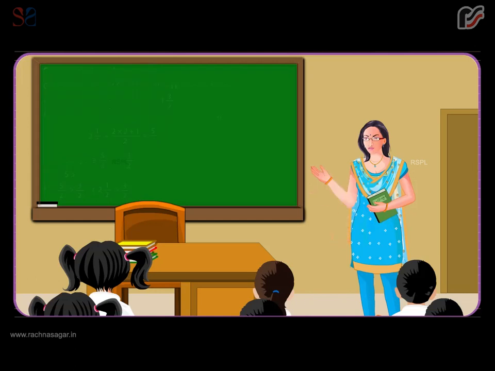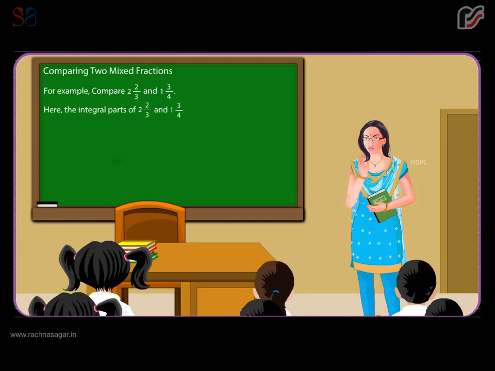Comparing two mixed fractions. For example, compare 2 2 by 3 and 1 3 by 4. Here, the integral parts of 2 2 by 3 and 1 3 by 4 are 2 and 1 respectively, and 2 is greater than 1.